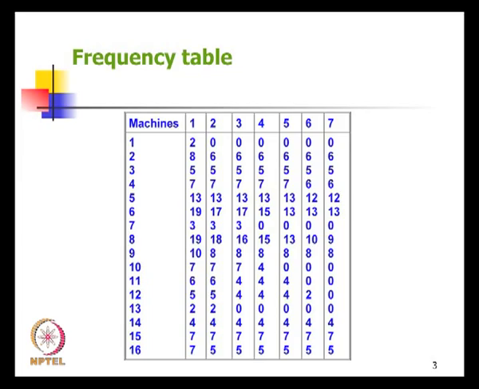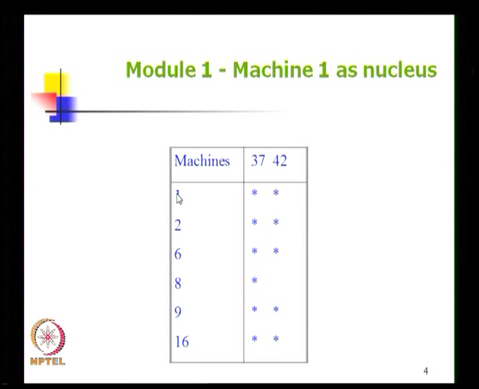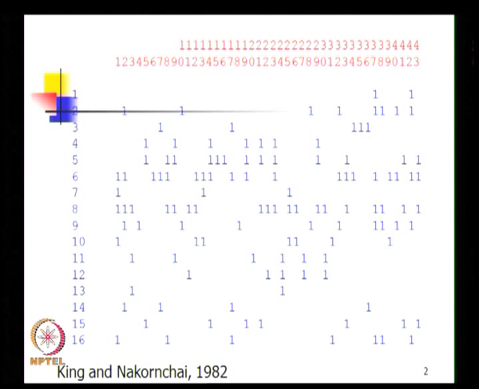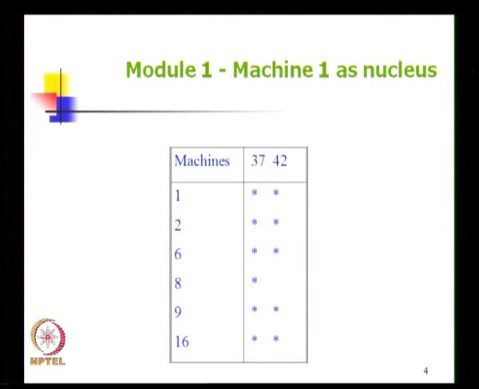We once again show it for the sake of continuity. So, we take machine number 1 as the first machine, which has the lowest frequency. This is called a nucleus machine around which this module is created. Now, machine 1 is written first, then we go back to the original matrix to see that 37 and 42 are the two component numbers which stand for the frequency of 2. So, we write component numbers 37 and 42 here.